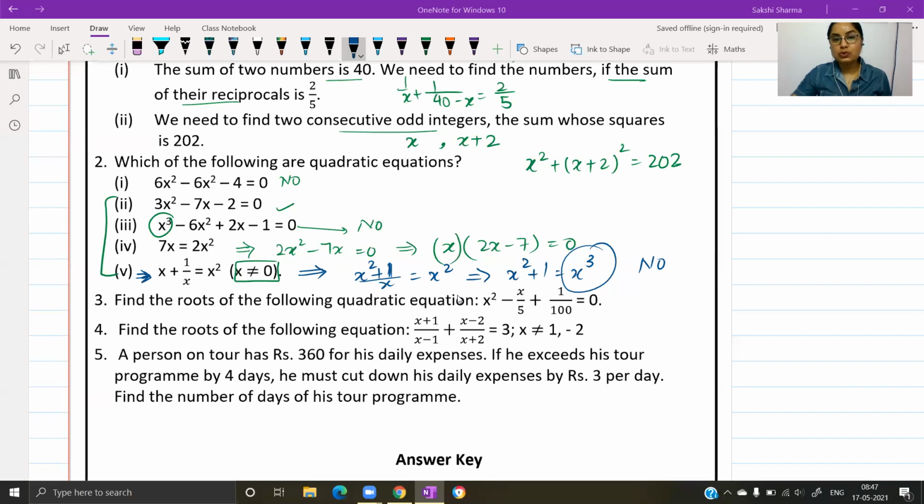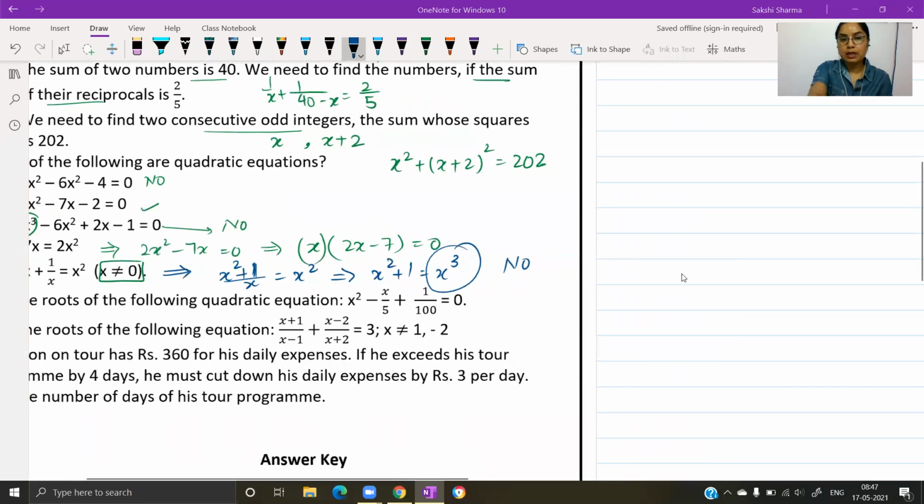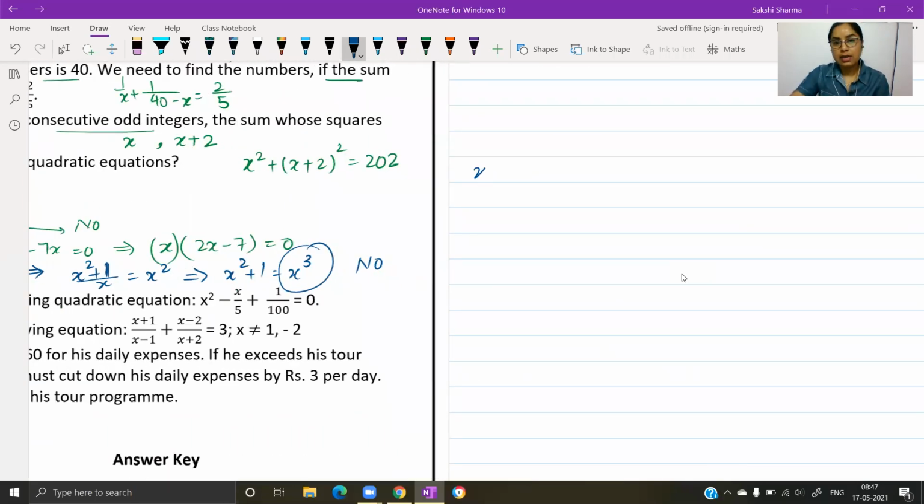Third question, find the roots of the following quadratic equation. So you simplify this, take LCM and then obtain the values of x. ये difficult नहीं है. Fourth में है थोड़ा सा, जब आप LCM लोगे, work carefully and then obtain your answer. I would like you to do this with me. Fourth question. Everyone kindly start in your notebooks quickly. x plus 1 over x minus 1 plus x minus 2 over x plus 2 equals to 3. They have given x cannot take the values 1 and negative 2.